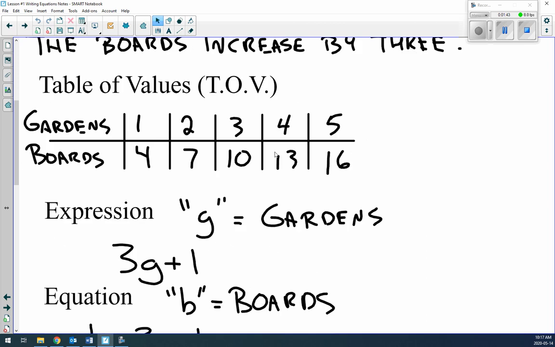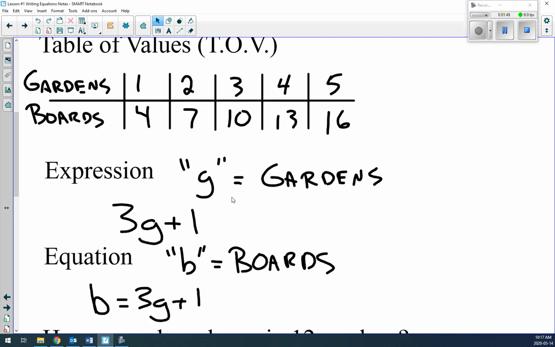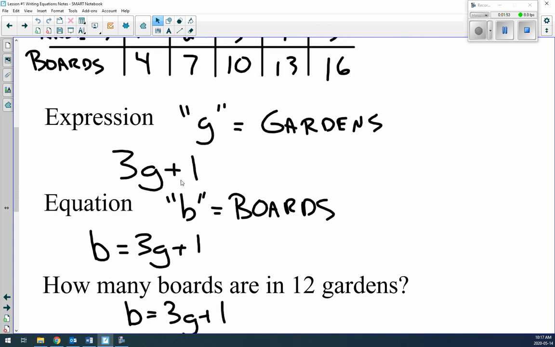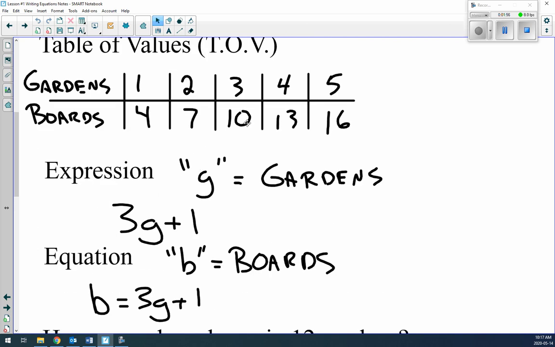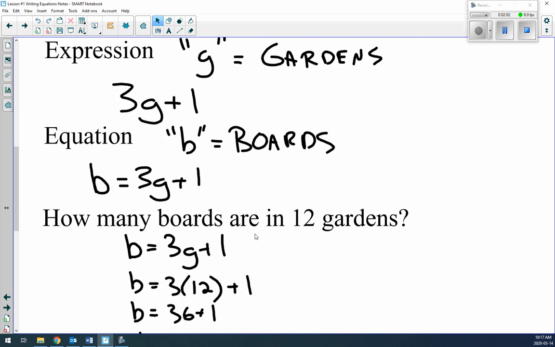Do a table of values. Garden 1 has 4 boards. 2 gardens have 7. 3 gardens have 10. Okay, let's create an expression. Define the variable: g equals gardens. You can use any variable you want. 3g plus 1. And you can double check if that works. Let's say garden 4: 3 times 4 is 12 plus 1 is 13. Yeah, you need 13 boards to do it.